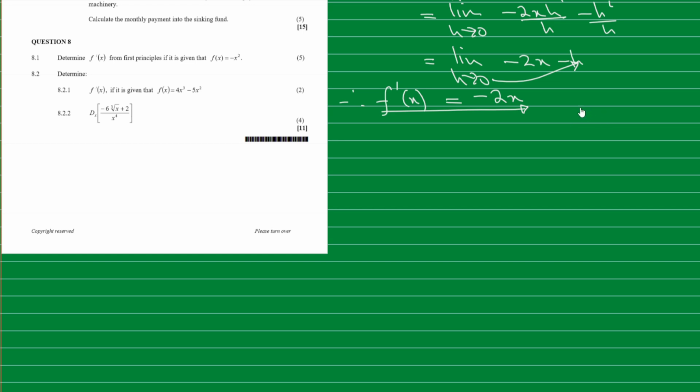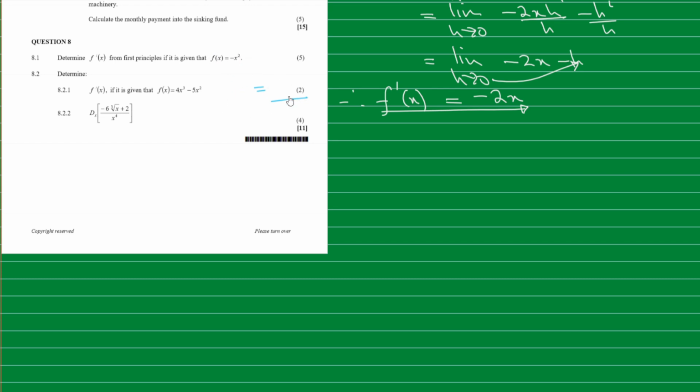Remember, I always say that you can always check with your rules for differentiation. You just have to check: if f of x is equal to negative x squared, and you use the rules of differentiation, multiply the exponent by the coefficient, you get the derivative of f of x is equal to negative 2x. So that will give you a clue of what will be your final result from your first principles.